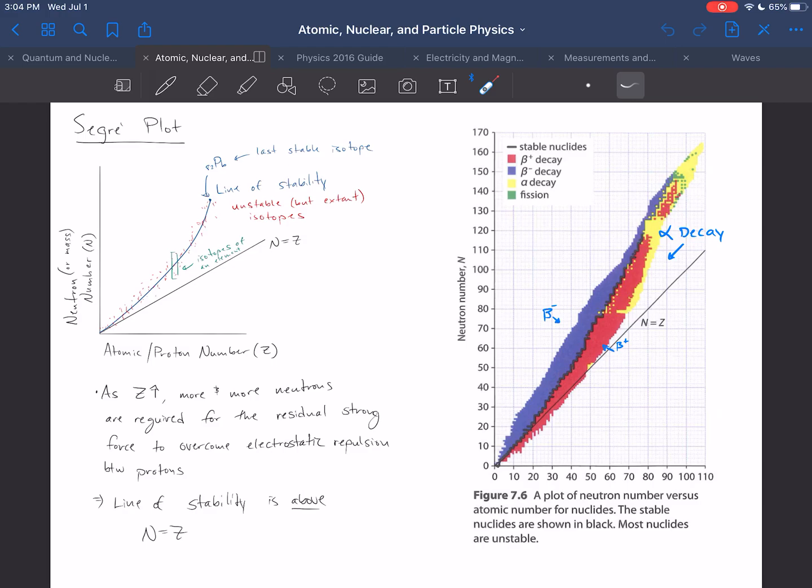Now, the other thing that we can do is we can look at a Segre plot and predict what type of decay a particular particle might undergo based on its location on the Segre plot. And actually for that, I'm going to pause there and we'll tackle it in the next video.